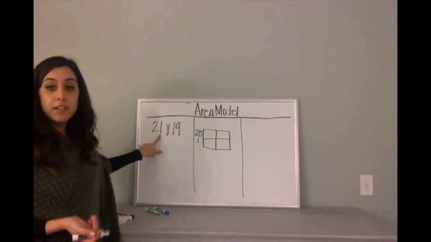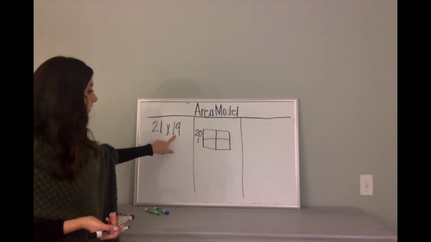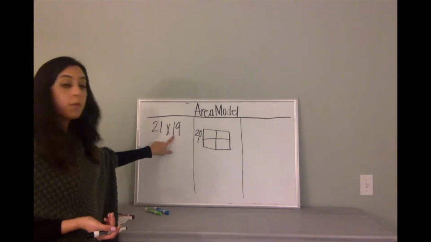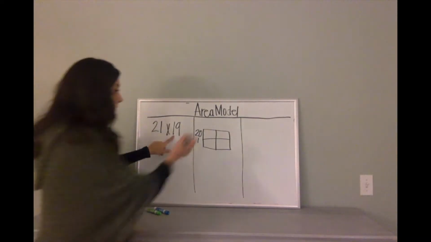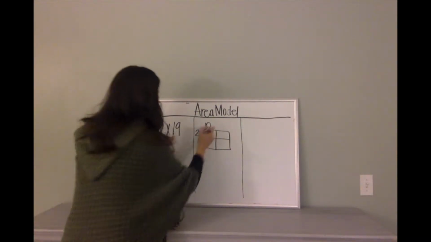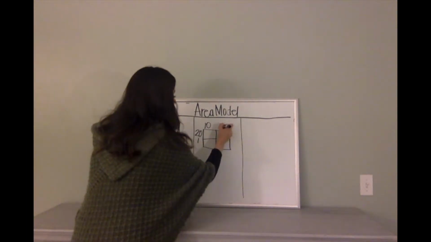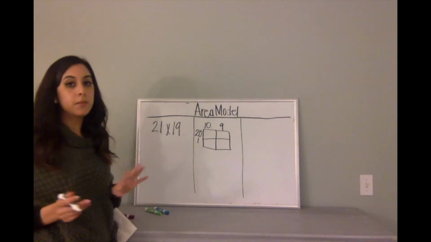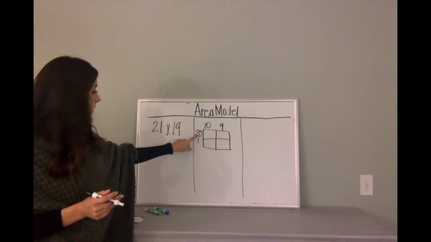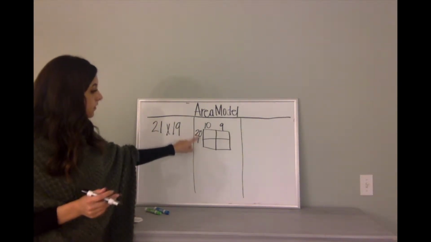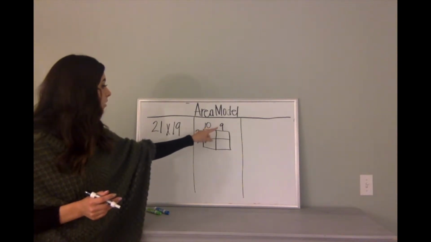Now I'm going to do the same thing for the 19. The 1 is going to become a 10. I'm going to write it right here above. And the 9, which is in the ones place, I'm going to write right over here. Now I could have done it either way. I could have done 19 here and 21 over here. It doesn't matter.